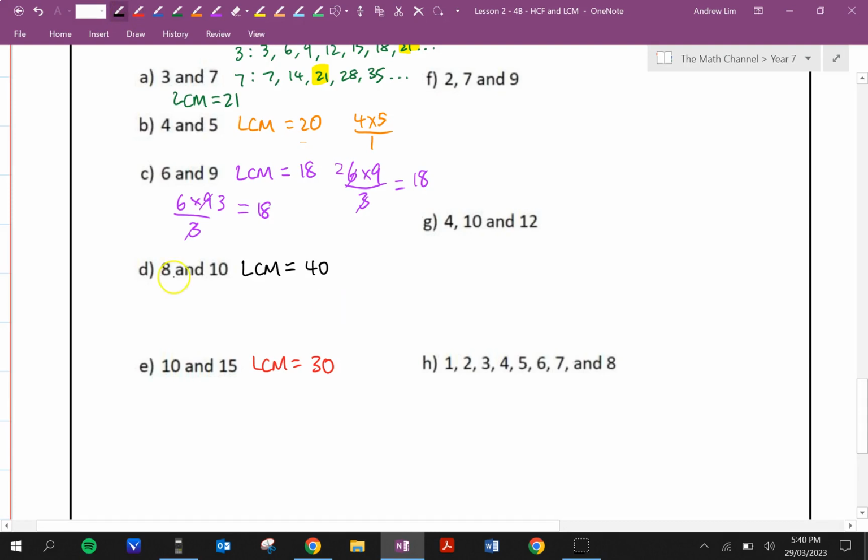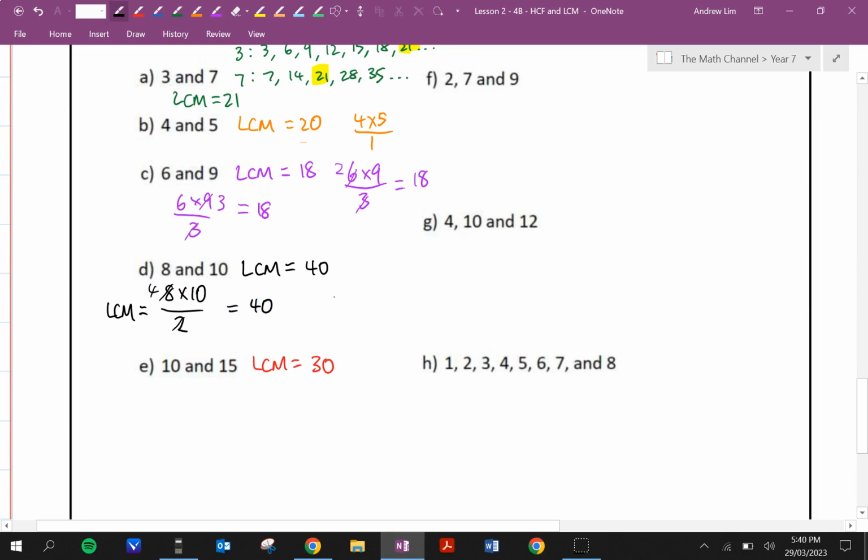Question D. 8 and 10. Just do 8 times 10 divided by, so lowest common multiple is equal to 8 times 10 divided by, what's the largest number that they're both divisible by? I can divide them both by 2. Well, 8 divided by 2 is 4. 4 times 10 is 40.